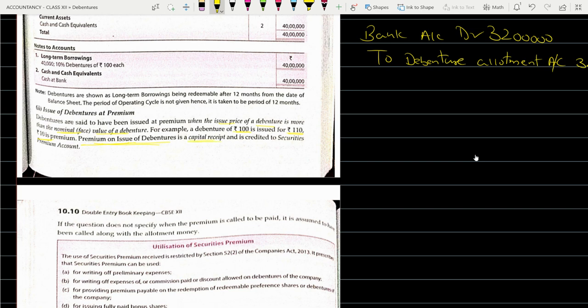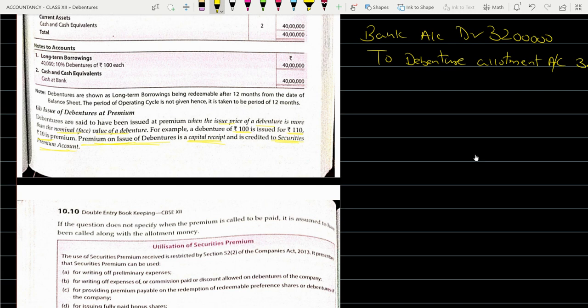The things which I'm underlining are possible questions which will turn out as objective ones. So the premium on issue of debentures is basically what kind of receipt? It's a capital receipt, and it is credited to which account? It will be credited to an account called securities premium account. Okay, so here you will have the same SPR account, the securities premium account.